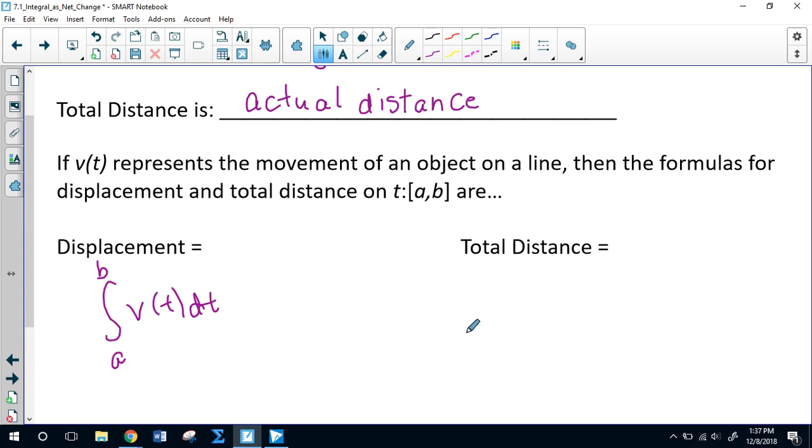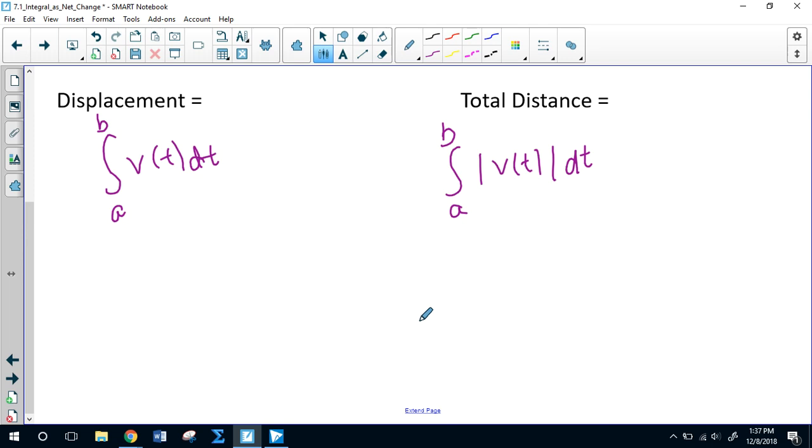Now, total distance needs you to take into account the absolute value over that time. So the integral from A to B of the absolute value of the velocity. Now, that sounds easy enough, except if you don't have a calculator. So sometimes what you need to do is take your function and split it up. Let's say the function from A to C is positive on that time interval. Then it becomes negative from C to B.